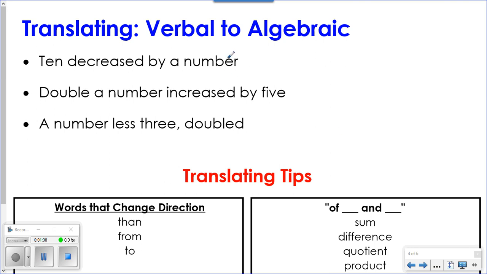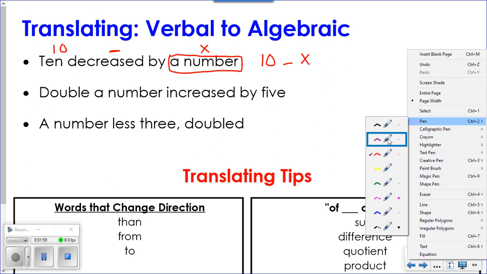And usually when we see these, there's only going to be 1, maybe 2 right answers. So we have 10 decreased by a number. And the first thing that stands out to me is that phrase, a number. This is where my variable is going to go. We have 10, decreased by means subtraction. So my final expression is going to be 10 minus x.